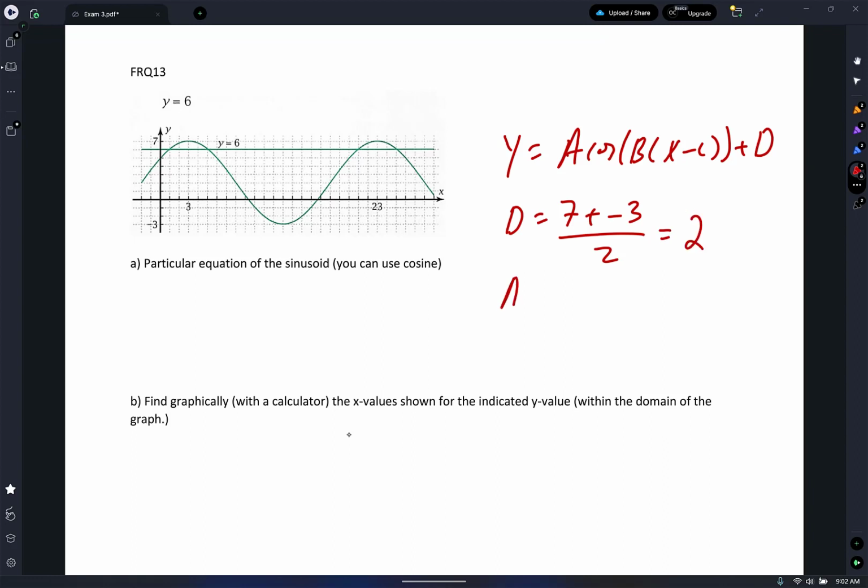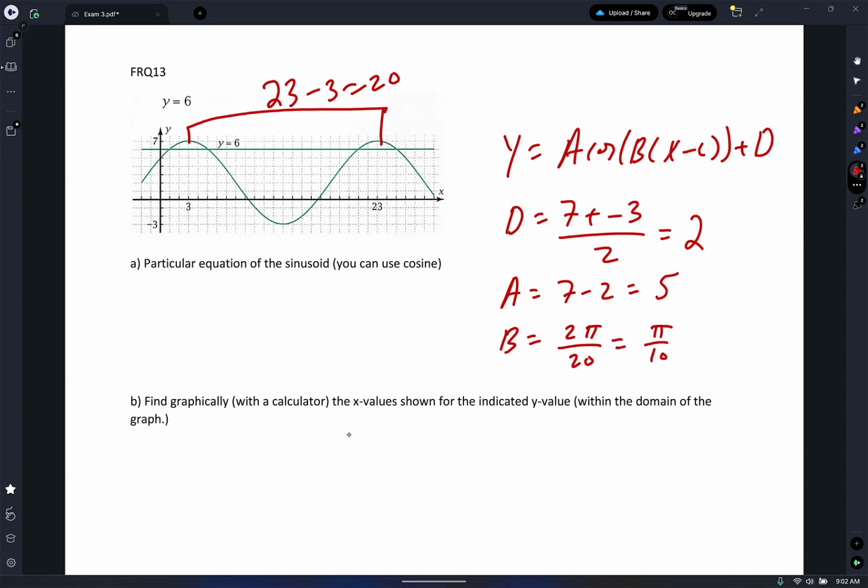Now that I got the midline, I can get the a by just going 7 minus 2, which is 5. And then the b comes from 2 pi divided by period. Well, the period, peak to peak, that one's at 3 and that one's at 23. So the difference between 23 and 3 is 20, so that's the period. So 2 pi divided by 20, so it's pi over 10. And then the c, I can use whatever c I want, either the 3 or 23. I'm going to use the 3, and there it is. I got everything, guys. Y equals 5 cosine pi over 10. I don't see any mistakes. X minus 3 close plus 2.